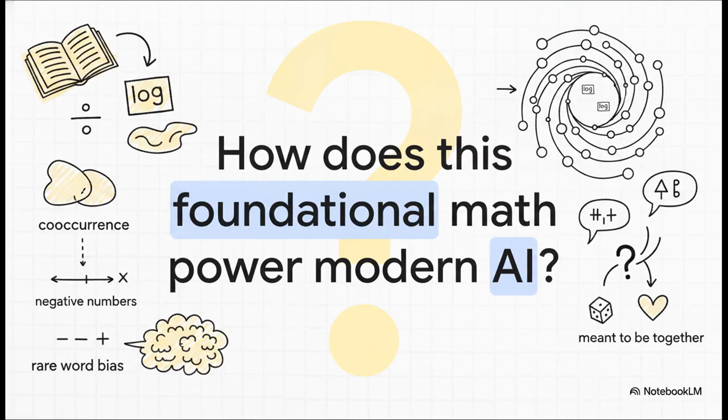Knowing how we solve the co-occurrence problem, the negative numbers, and the rare word bias, how do you think these exact same foundational building blocks of probability still drive the cutting-edge, massive artificial intelligence models that we all rely on today? It is literally incredible to think that all this modern AI magic starts with just asking, did these words meet by chance, or are they meant to be together?